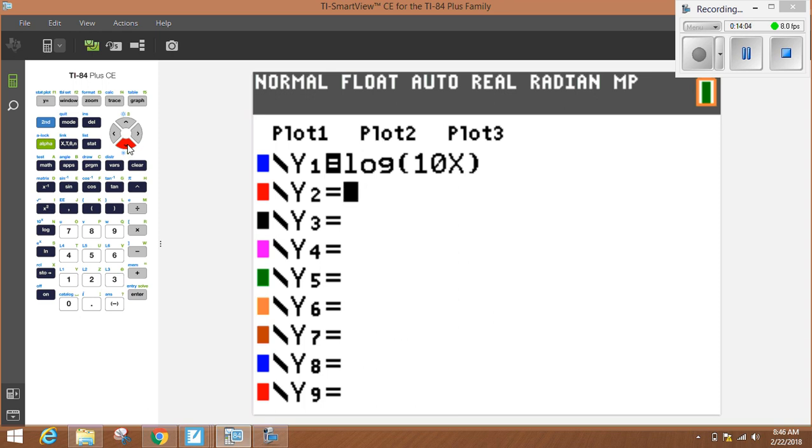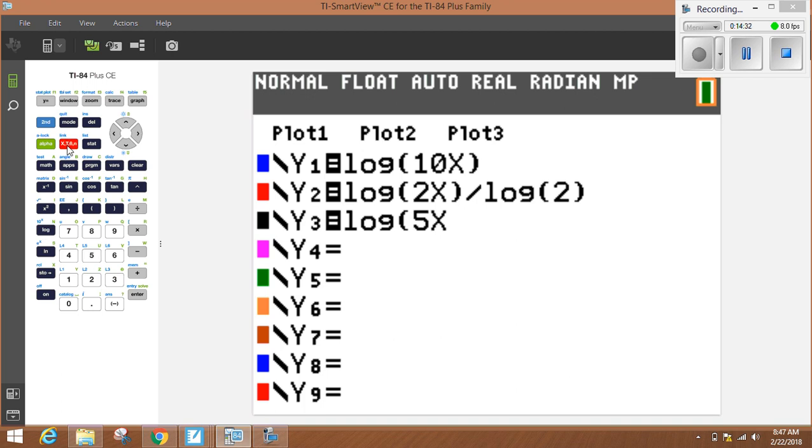All right, so log base 2 of 2x, I'm going to write as log base 10 of 2x divided by log base 10 of 2. That's how we would change the base on that one. The other one is log base 5 of 5x. So we're going to go log base 10 of 5x divided by log base 10 of 5. And we hit graph.